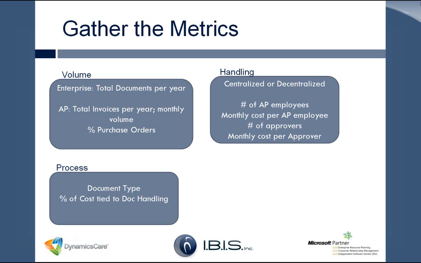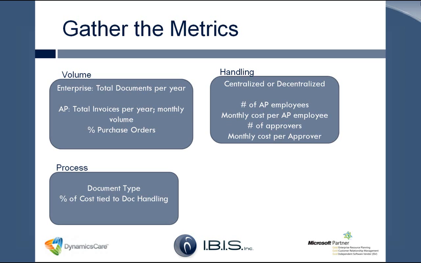Then the second piece in the ROI development is looking at each individual process, first starting with AP. So now you've got your broader number. Now you look at a specific document type, that would be invoice, and you look at what percentage of cost is tied to document handling. Now this often gets a little more difficult, because most organizations consider document handling as part of the function or the role of your AP clerk or your AP team.